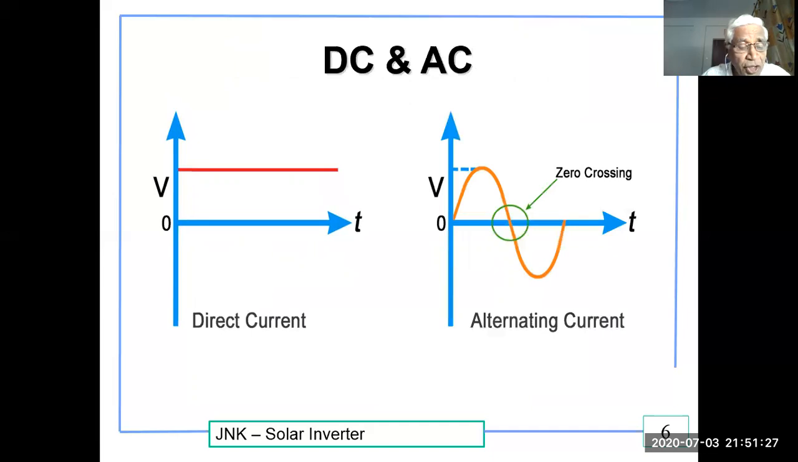AC, alternating current, on the other hand, is the flow of electric charge such that it constantly reverses direction. The usual form of an AC power is a sine wave. The symbol for an AC signal is this.